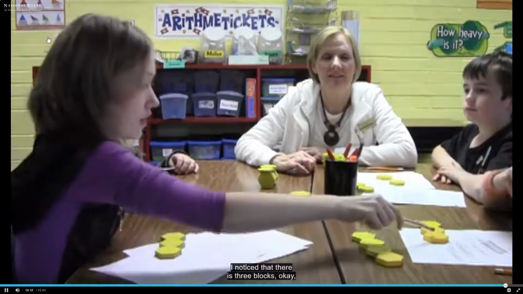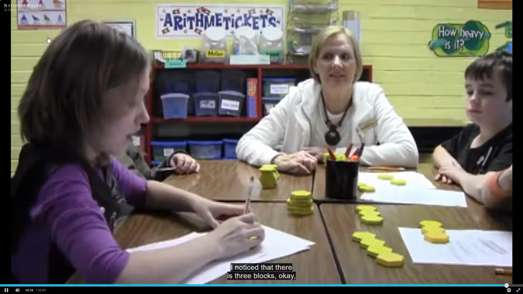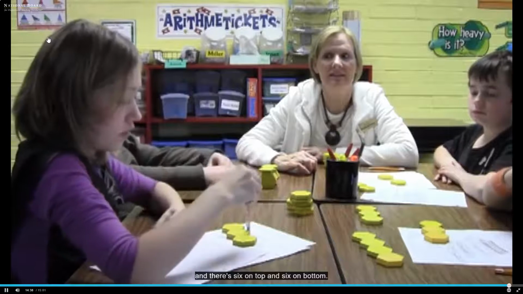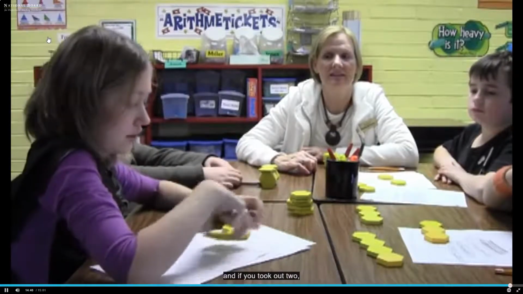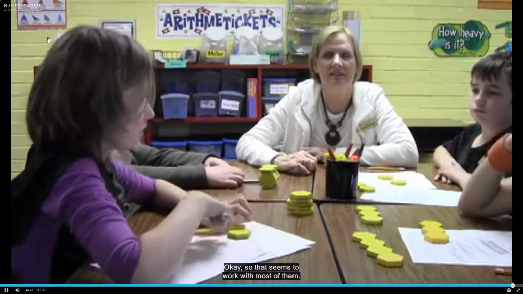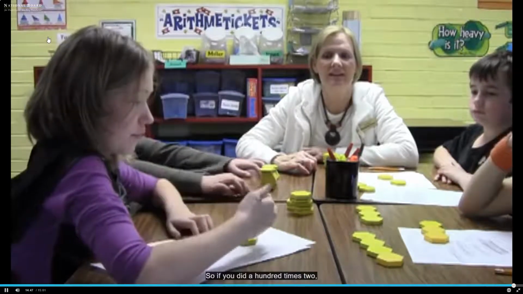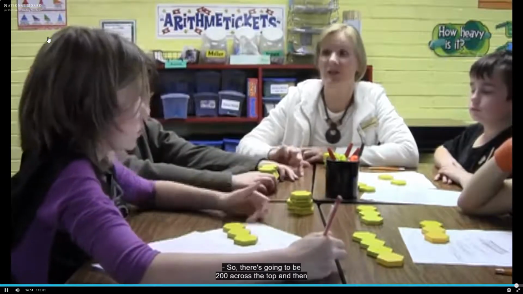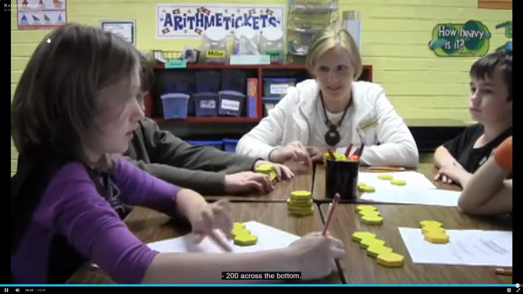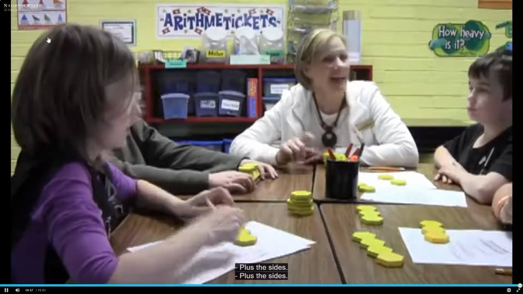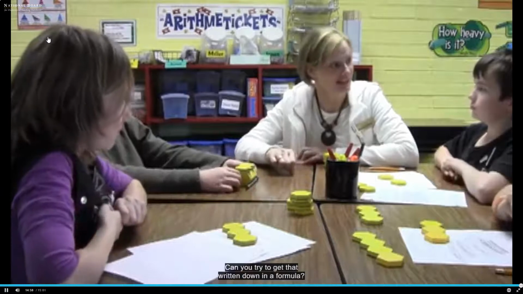I noticed that there's 3 blocks, okay? And there's 6 on top and 6 on bottom. 3 times 2 is 6. And if you chunk that with 2, it'd be 2 times 2 is 4. Okay, so that seems to work with most of them. So if you did 100 times 2, that'd be 200. So there's going to be 200 across the top and 200 across the bottom, plus the sides be 400. I think you guys are onto something. Can you try to get that written down in a formula?